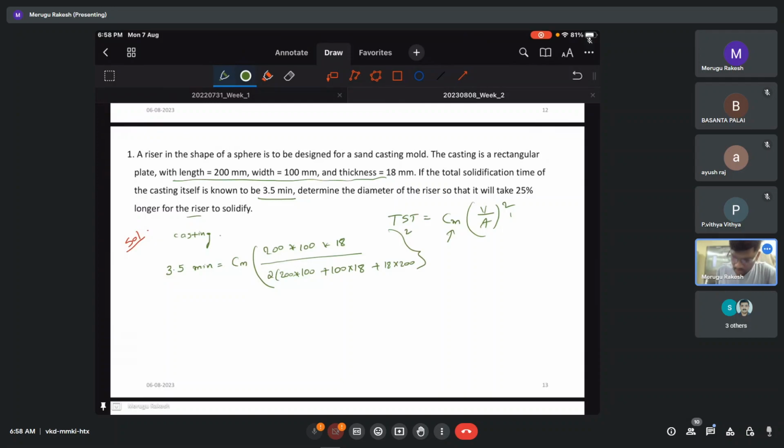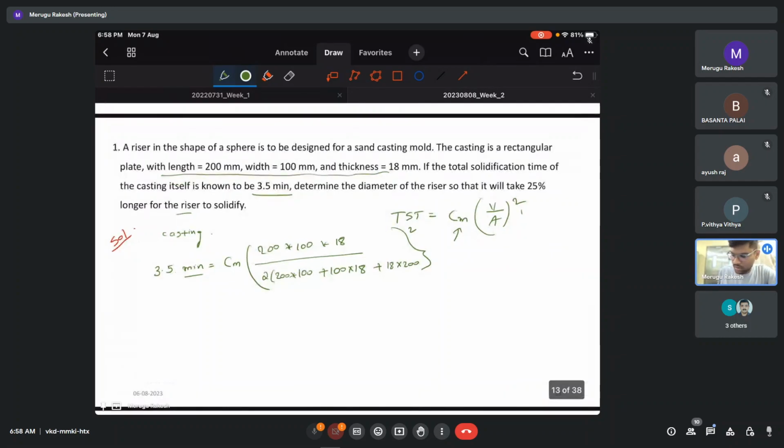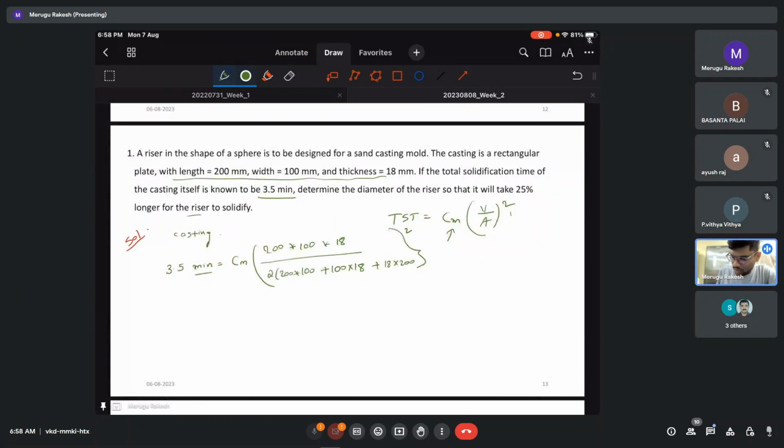Okay, clear. I hope you can understand this. Remember this will be in minutes, not in seconds. V by A is going to give you a length unit, say meter or centimeter, for example centimeter. So V by A is in centimeter, tst will be in minutes, and Cm we don't know, so V by A squared will be in centimeter square. So the unit of Cm should be minutes per centimeter square. This will always be in minutes, just keep in mind. For example, here they are given in minutes, but if they give in seconds, you have to convert into minutes. Just keep that in mind.